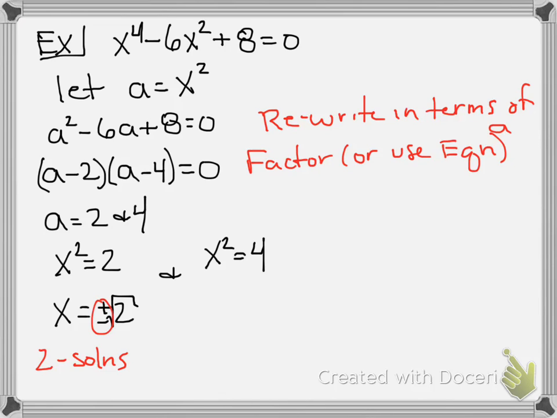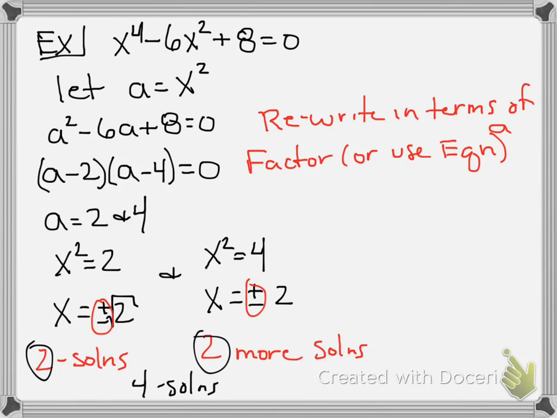Let's do it again for our other value for a, x squared equals 4, and we get plus or minus 2. Okay, so two more solutions for a grand total of 4 solutions, which we should have seen right from the very beginning, because the highest order in our equation is a 4th order term. So we should have 4 solutions, which is exactly what we end up with.